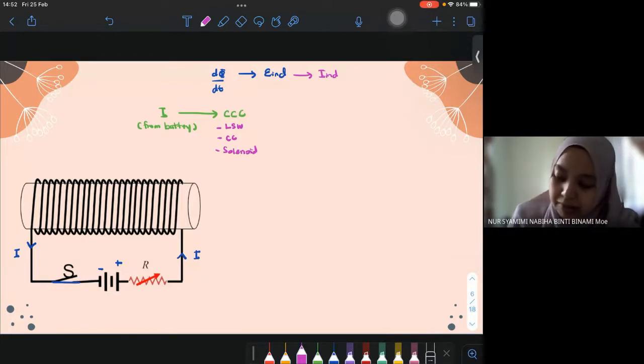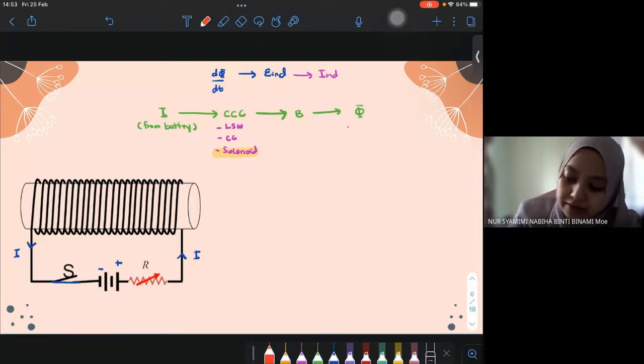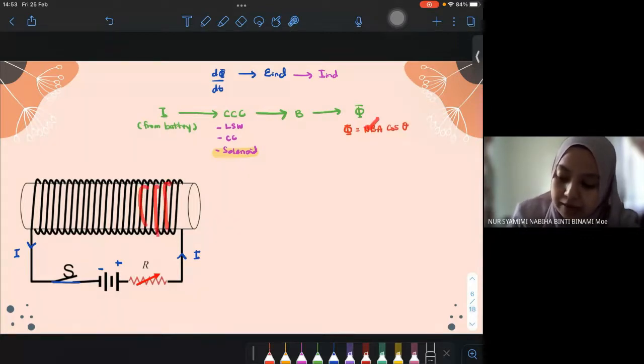Untuk kes ini, dia mengalir di dalam solenoid. So bila dia mengalir dalam solenoid, CCC yang ada current akan menghasilkan magnetic field. Yang ini kita belajar dekat chapter 4. So bila ada magnetic field, dia akan menghasilkan flux. Sebab equation untuk flux equals to NBA cos theta. So N is the number of turns, B ialah magnetic field yang terjadi daripada flowing of the current, A is the surface area and theta is the angle. Okay. So dia ada magnetic flux sahaja, dia belum ada change in flux.